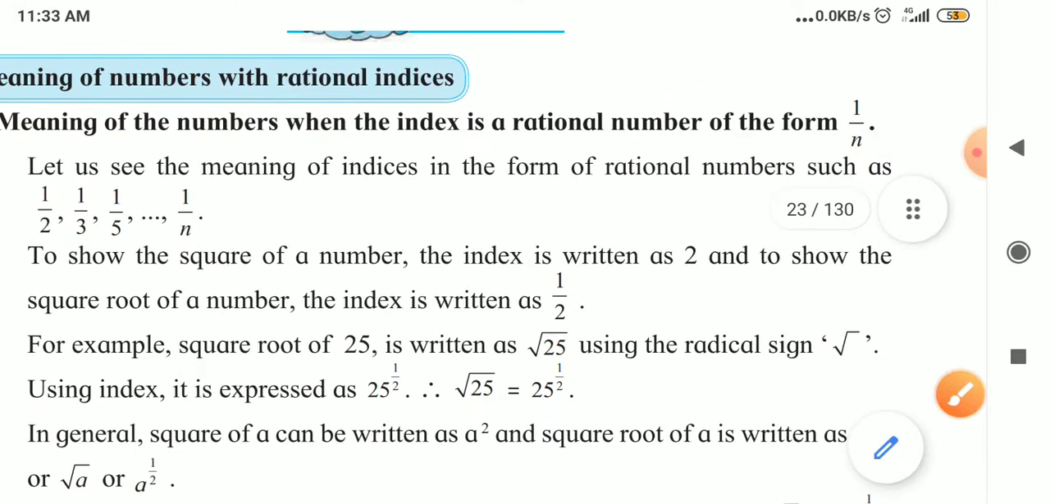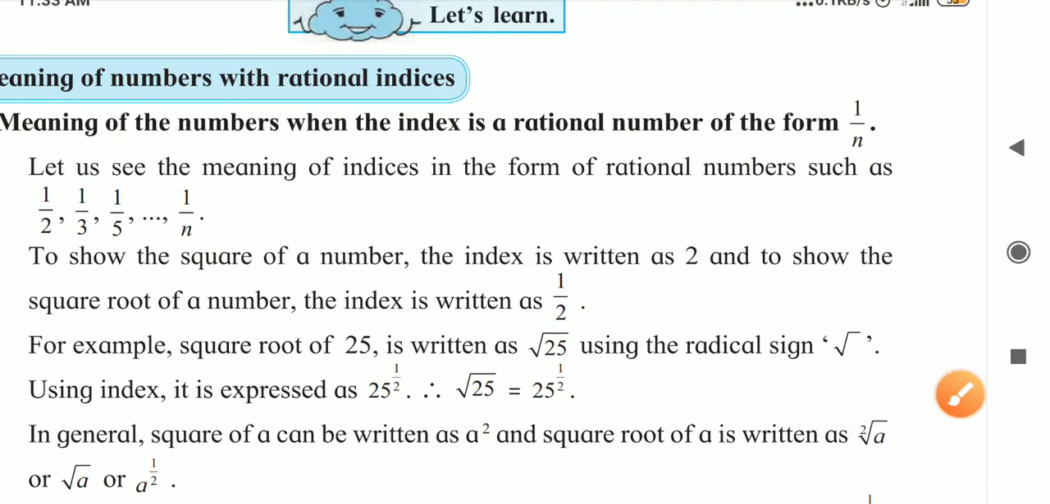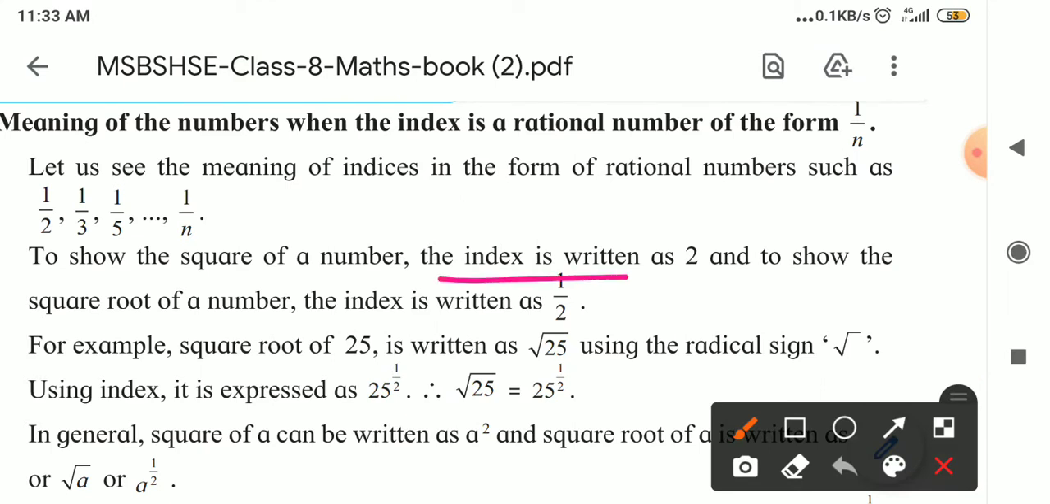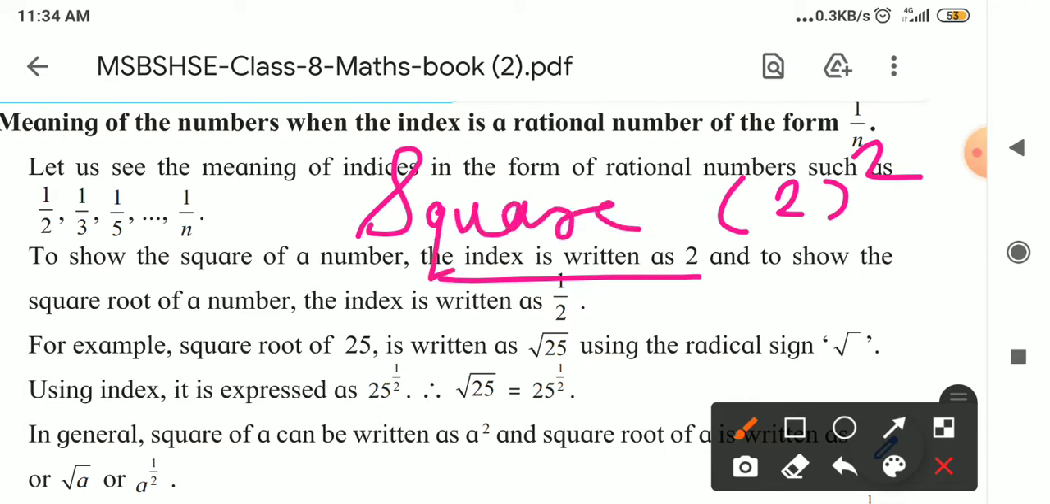Then to show the square of a number, the index is written as 2, and to show the square root of a number, the index is written as 1 upon 2. See here, to show the square of a number, how are we showing it? 2 squared. If we want to show the square, we have to write 2 raised to 2 or 3 raised to 2. In this way we have to write the squares.